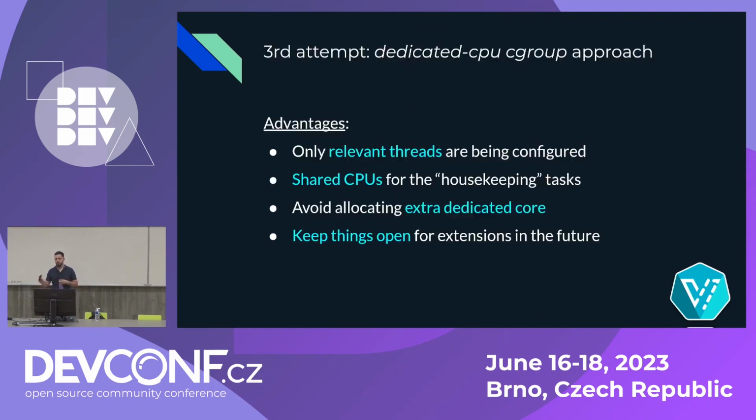So there are great advantages to this approach. Basically, we solved all of the problems from before. Only the relevant threads are being configured. The compute container and all of the threads inside stay exactly the same. The housekeeping tasks are running on shared CPUs now. We avoid allocating one extra dedicated core, which is a highly expensive resource. And we keep things open for extension in the future, in the sense that we don't have the limitations for threaded Cgroups for all of our threads, only for the vCPU threads.